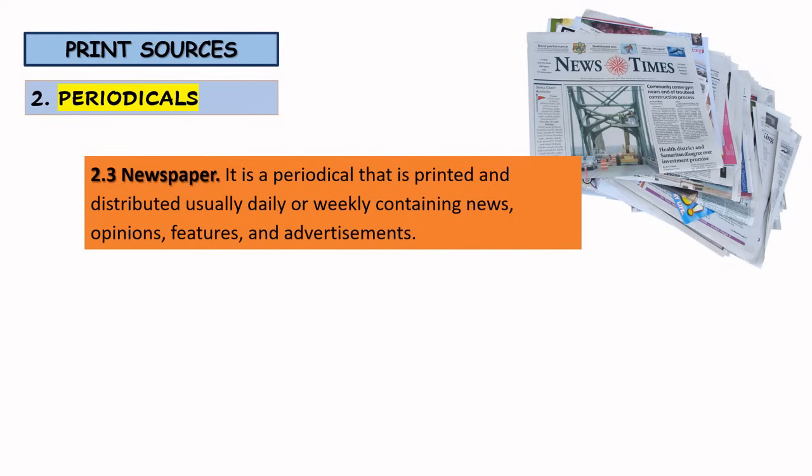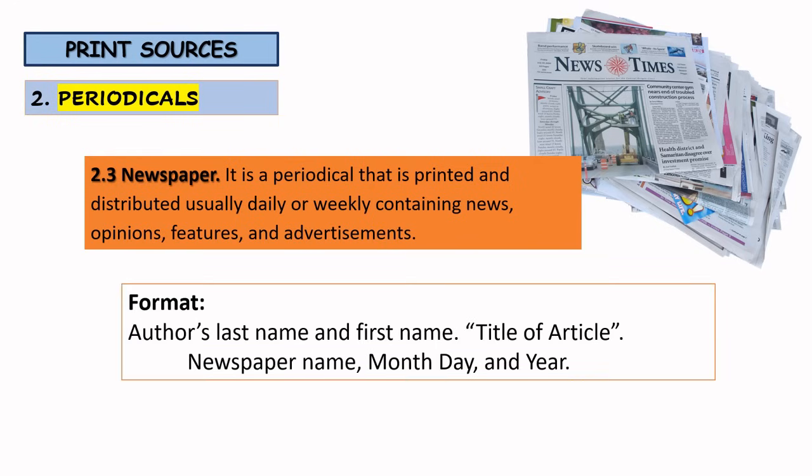Newspaper. It is a periodical that is printed and distributed, usually daily or weekly, containing news, opinions, features, and advertisements. This is the sample format of writing a newspaper bibliography. Author's last name and first name, period. Title of article, period, enclosed in quotation marks. Newspaper name, comma. Month, day, comma, and year, period.